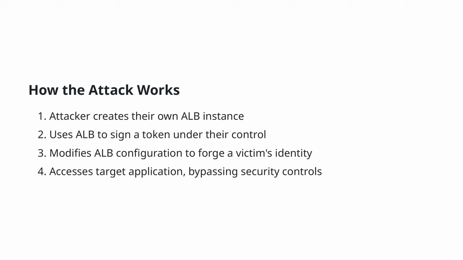The first step involves the attacker creating their own Application Load Balancer, ALB instance. With this ALB, the attacker can sign a token that they control. After that, they modify the ALB configuration to forge the victim's identity. This allows the attacker to access the target application, completely bypassing its security controls. By exploiting configuration-based issues in the ALB, the attacker can gain unauthorized access, compromising the application's security framework.